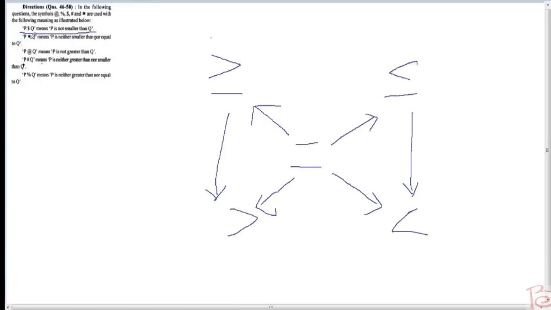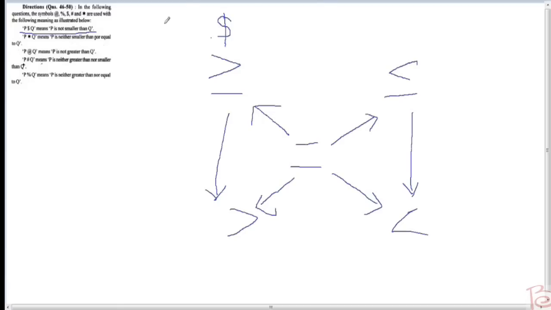So P dollar Q means P is not smaller than Q. P is not smaller than Q means it can be either greater or it can be equal. If it is not smaller, it can be either equal or greater than. So this is what that symbol represents, that is greater than or equal to. So what I have to do is put the symbol.